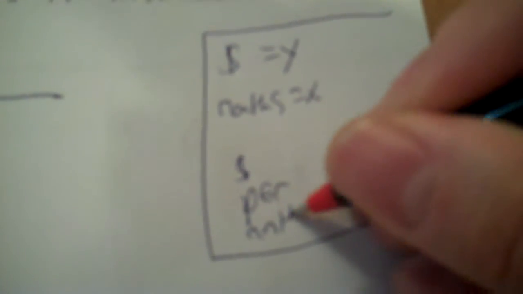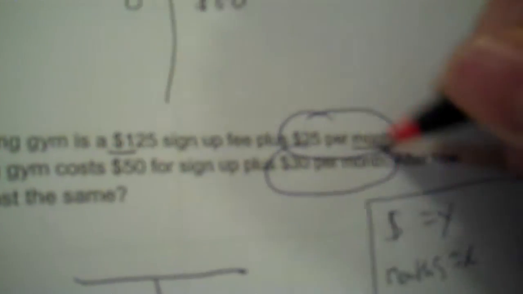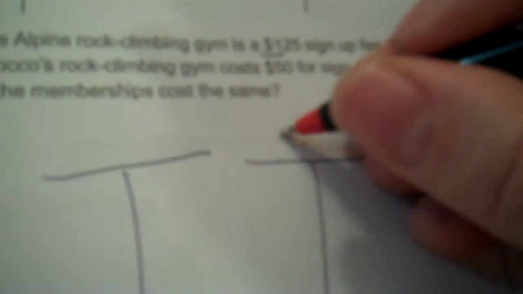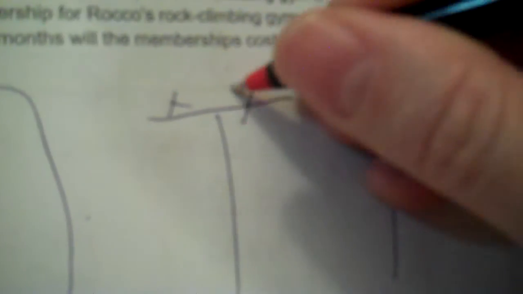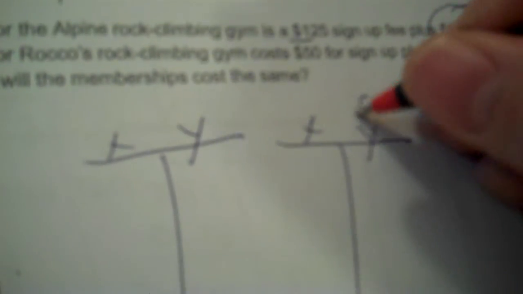So you got dollars and months. X is months, Y is dollars. So dollars per month. Well, you have 2 of them. You have $25 per month and $30 per month. So you write them separately. All that means is we're going to make 2 tables. So dollars is Y, months is X.